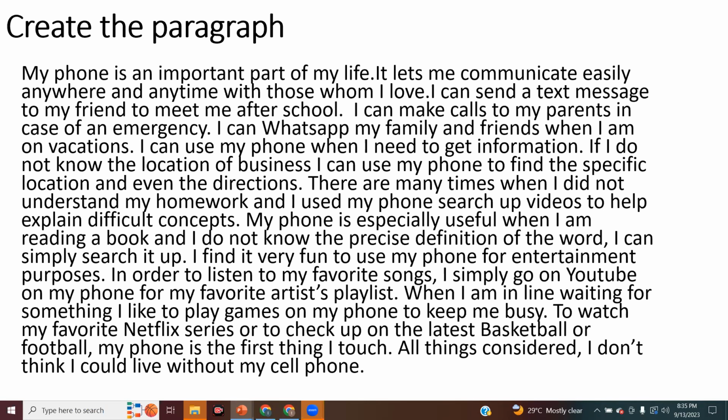I also use my phone for entertainment. In order to listen to my favorite songs, I simply go on YouTube on my phone for my favorite artists. When I'm waiting for something, I play games on my phone to keep me busy, to watch my favorite Netflix series or to check up on the latest football games. My phone is the thing I touch. All considered, I don't think I could live without my cell phone.